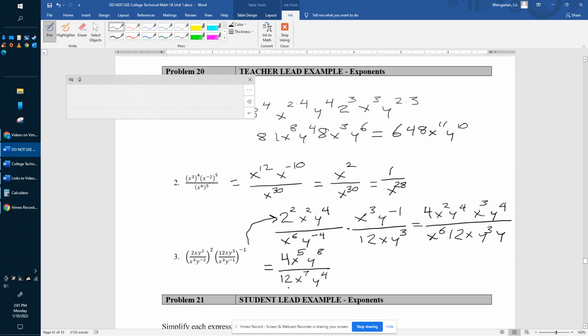Let's start by simplifying our constant. 4 goes into 12 3 times, so that's going to leave us a 1 on top, which will be invisible, and a 3 on the bottom. We have x to the 5th over x to the 7th, so that's going to leave an invisible 1 on top and an x squared on the bottom. Y to the 8th over y to the 4th, they'll give us y to the 4th on top and an invisible 1 on the bottom, and that is finally our answer.